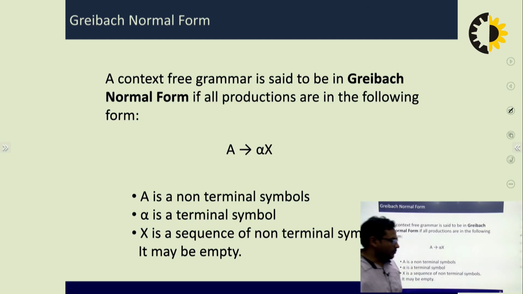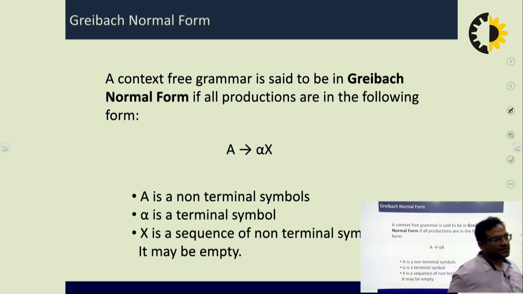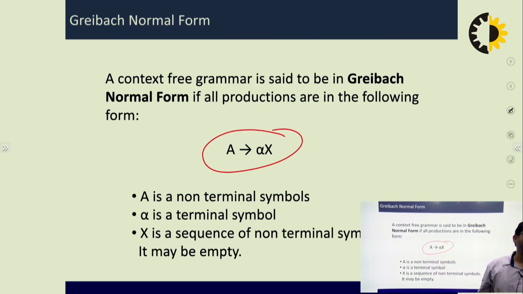Next is Greibach normal form. What is Greibach normal form? Greibach normal form basically says that every production is in the form A tends to a X. Here a is a terminal symbol. What is X? X is a sequence of non-terminal symbols. It may be empty.